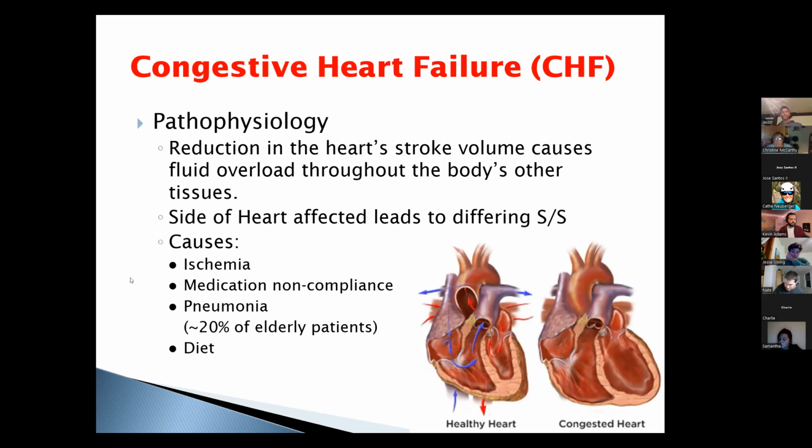Causes of this are, if they had a heart attack or if they have angina, their heart tissue is going to die a little bit at a time, and therefore it's just going to be getting weaker. If they don't take their medications when they really need it, pneumonia can be a cause, and also just really poor diet. If the heart gets too big, it's not able to squeeze as much.